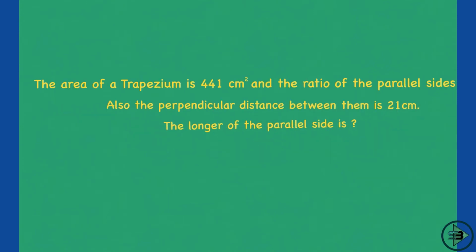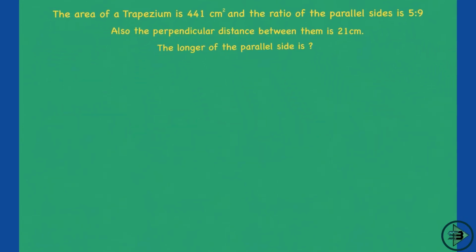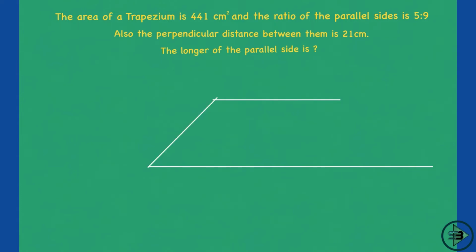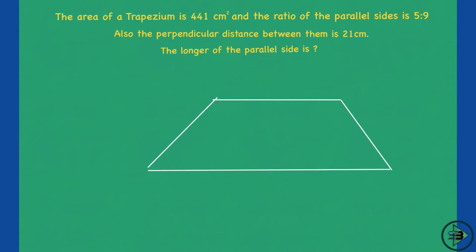So what is the next problem that I have here? This is the next problem that has been given to me. The area of the trapezium is 441 centimeter square. So let us first draw a trapezium here. Two parallel sides, I'll draw it here, and let's make this side which is touching this side, and this will be touching this. Let's make a simple trapezium. This is how it will be.